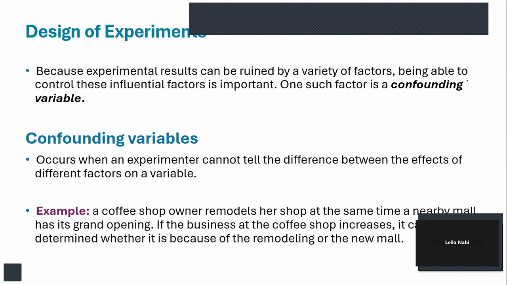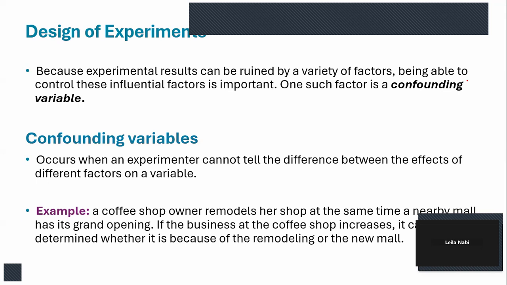So when a researcher designs an experimental study, they have to pay attention to some factors that may ruin the result of the study. And one of those factors is called confounding variables. Confounding variables occur when the experimenter cannot find a difference between the effects of different factors on the variable.